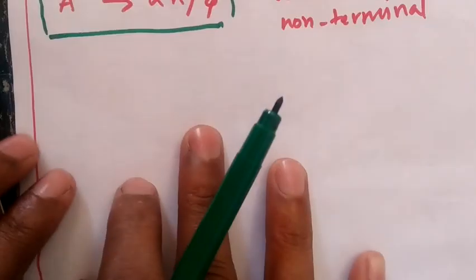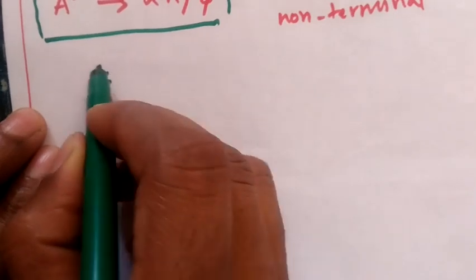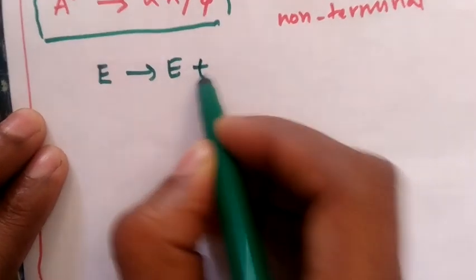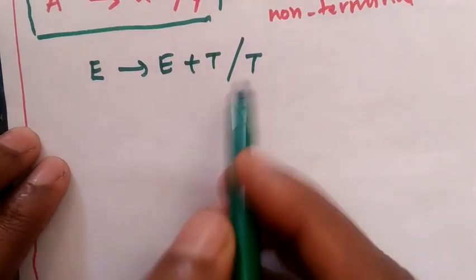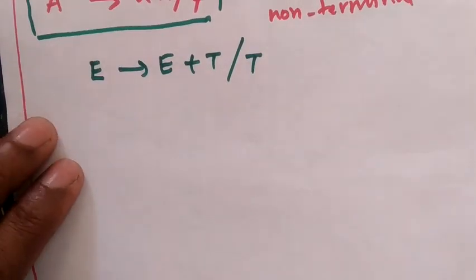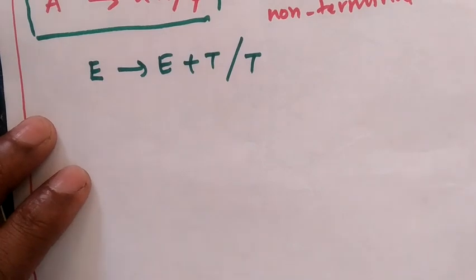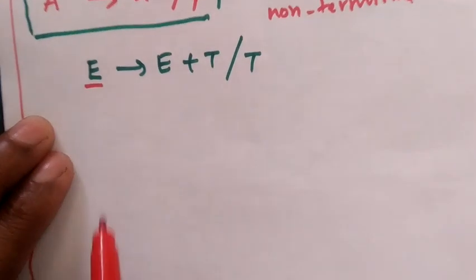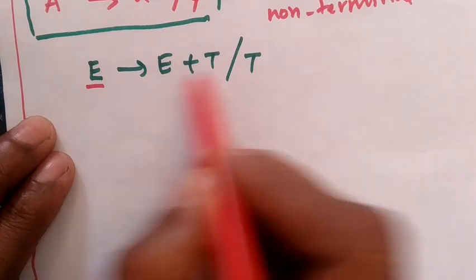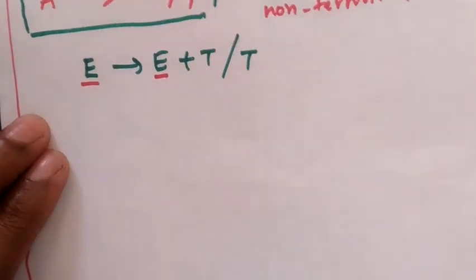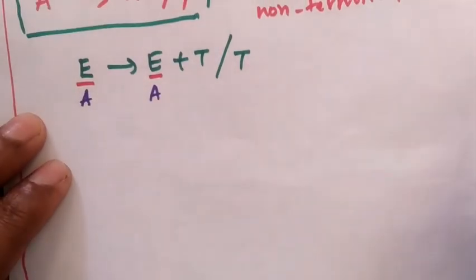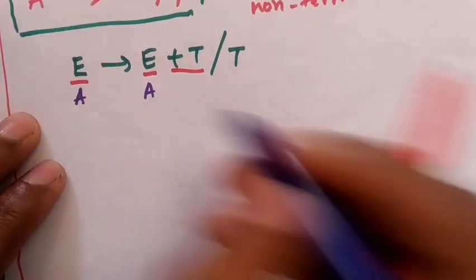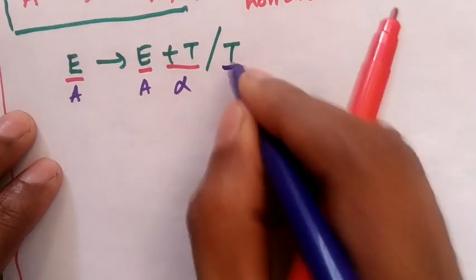Okay, then one example, E gives E plus T or T. So here you can see that this is a famous production. It's a part of our arithmetic expression grammar. Here the head of the production is E, and on the right side, the leftmost symbol is also E, so you can see that this is A, this is also A, this we can call alpha, and this is our beta.